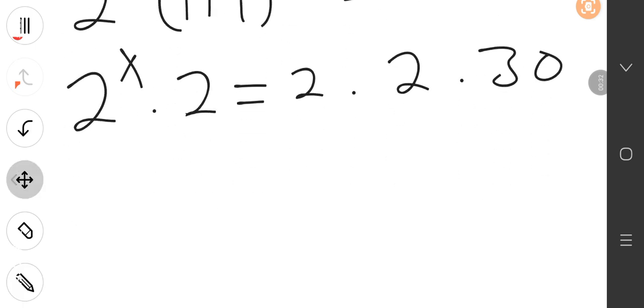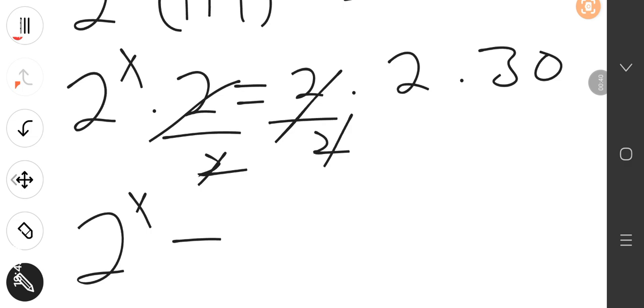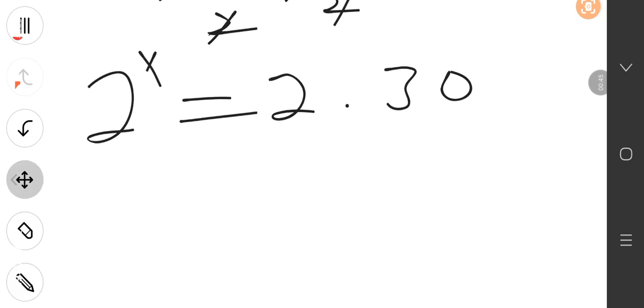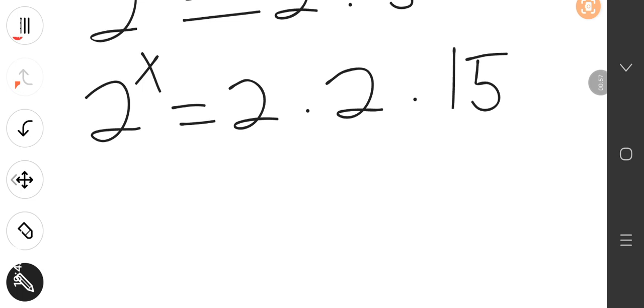Okay, all right, so let's divide here by 2, here by 2. So this cancels, this cancels. So we are left with 2^x = 2 times 30. So we're going to have 2^x = 2 times, now 30 is the same as 2 times 15. Okay, so 2 is the same as 2^1.